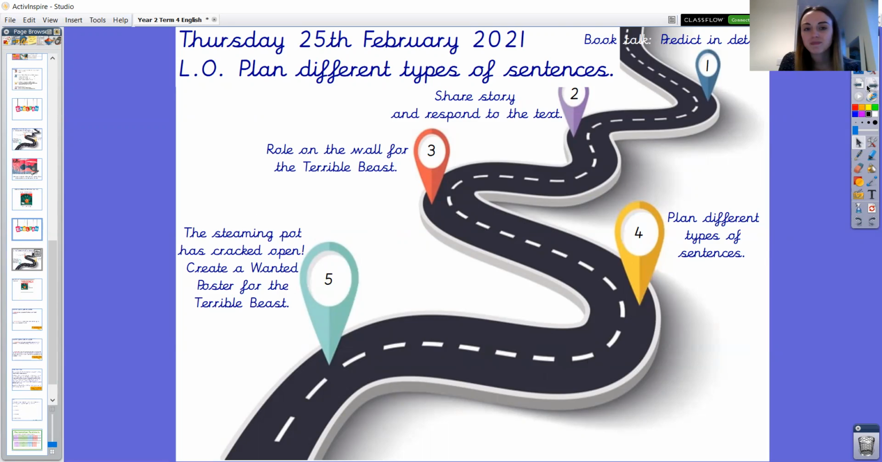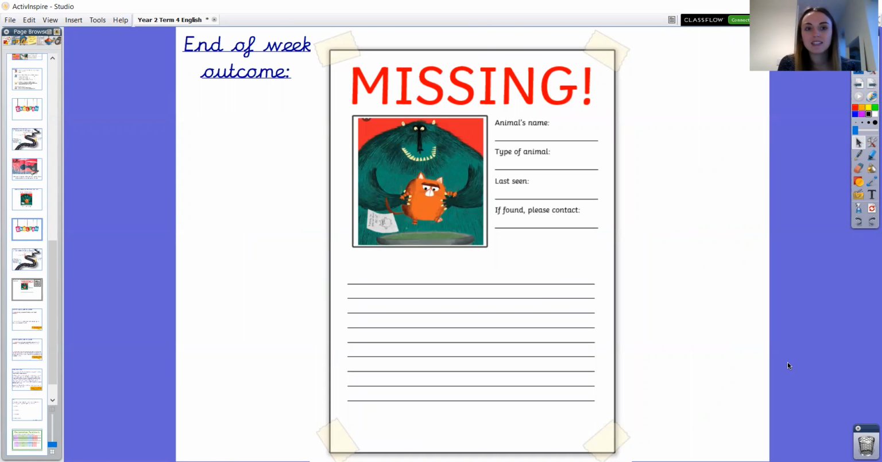Okay, so on your screen now, you can see an example of the template we're going to use for our end of week outcome. So as you can see here, it says missing. You might choose that you want the big letters wanted, or you might want to use this template in particular. So as you can see here, I've got a picture of the terrible beast, and of course you'll be able to add or draw another amazing picture of the terrible beast. And then underneath there is a description. So similar to what you were starting to think about yesterday, this description will be sharing some information on the terrible beast to help people find him.